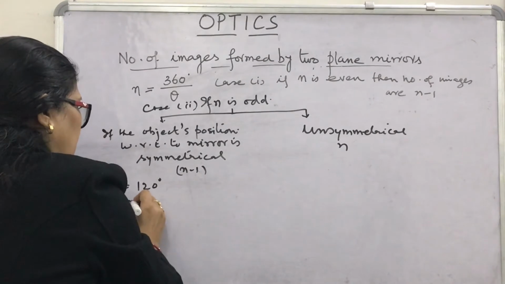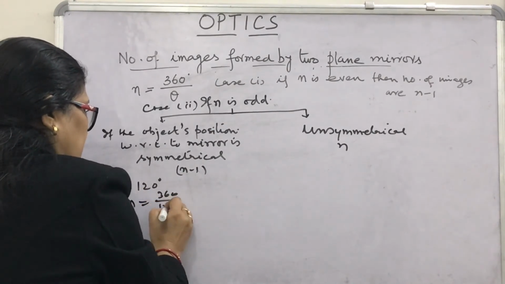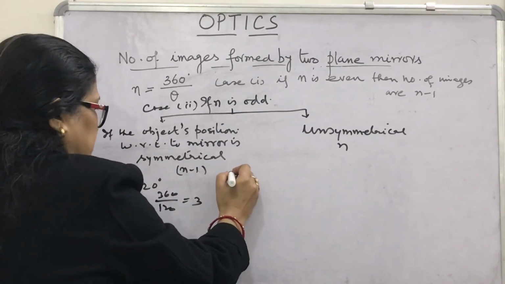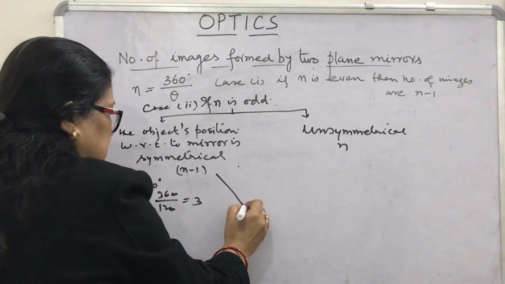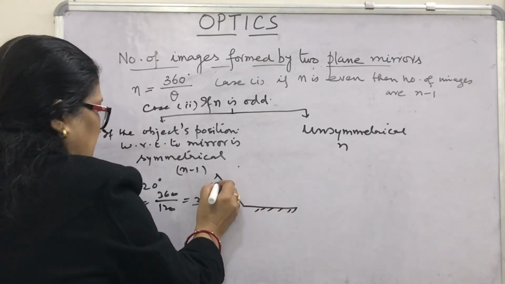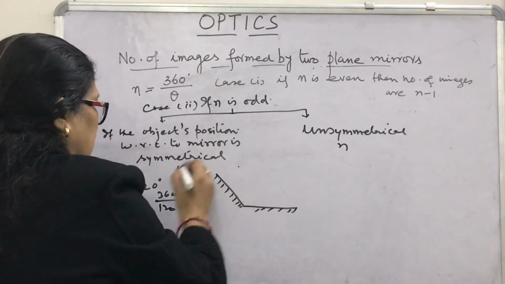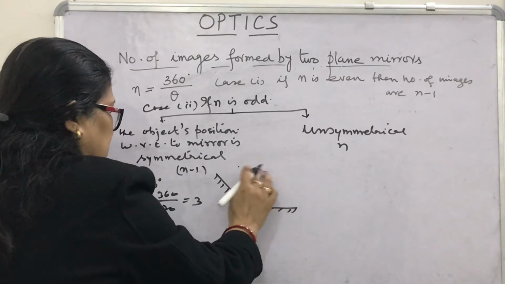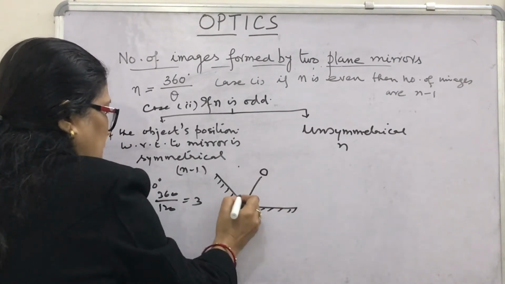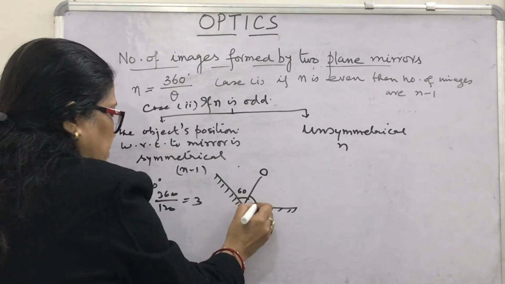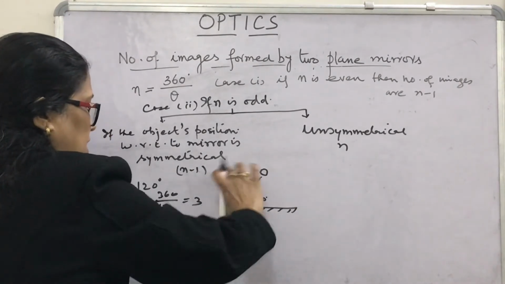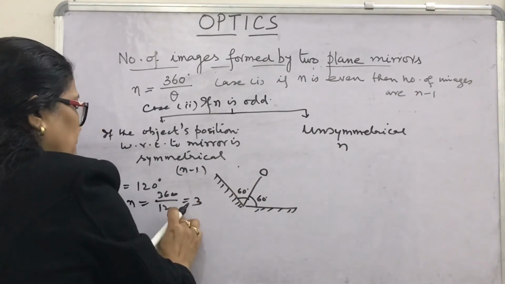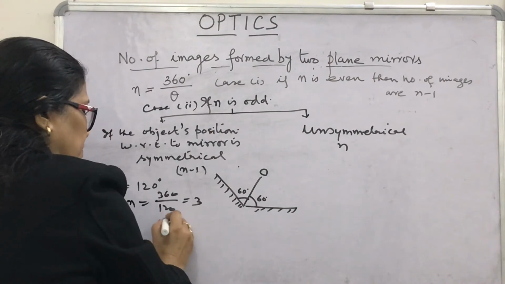What will be n? n will be 360 upon 120, that is 3. Now how is this 120? If the mirrors are placed in such a way that the angle between them is 120, and if the object position is symmetrical, that is, if this is the object here at point O making 60 degrees, both angular positions of the object with respect to the mirrors are symmetrical, then the number of images will be only 2.